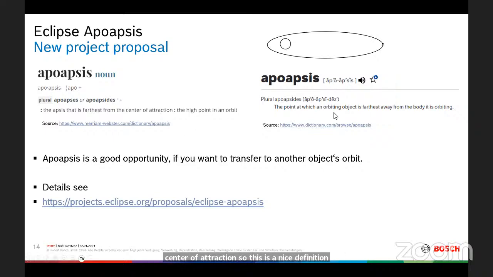The high point in an orbit, or the point at which an orbiting object is farthest away from the body it's orbiting. So here, if this would be the Earth, and you would be on this orbit around the Earth, then the apoapsis is this point where you're farthest away from the Earth. If you want to switch from one orbit to another, as you have the least attraction to the Earth here, that's the best point, because then you need the lowest energy to switch over. To be honest, this was not our preferred first name, but it's also a challenge to find the right names. But I think the Apoapsis name finally fit very well for the idea that we had here.